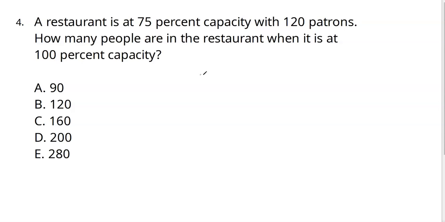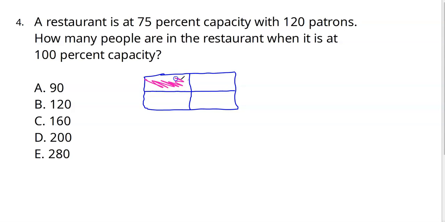So if it's at 75% capacity, let's say my restaurant looks like this. It's a box shape, right? Here's my restaurant. I'll break it up into parts of 4. And it's 75% full. Right here, 75%. So this 75% is 3 out of 4. Think about it, 3 out of 4. I shaded in 3 areas. There's 4 total pieces here. 3/4 represents 75%.